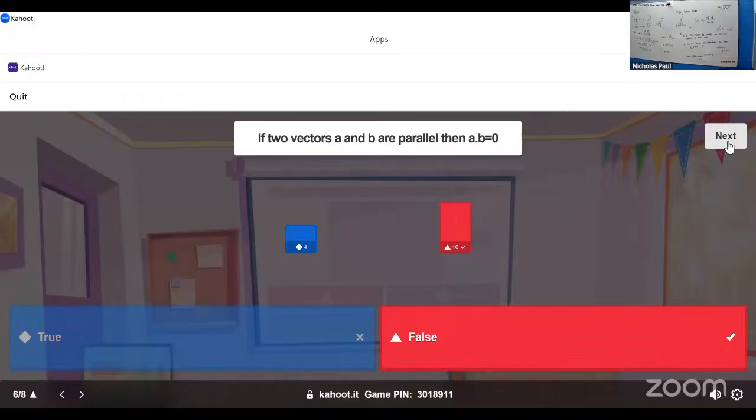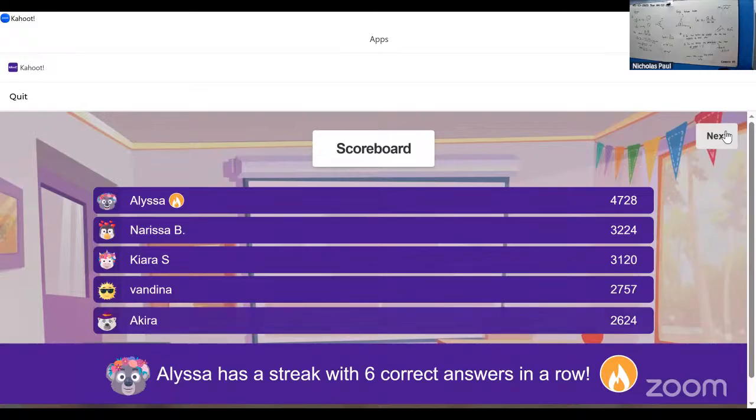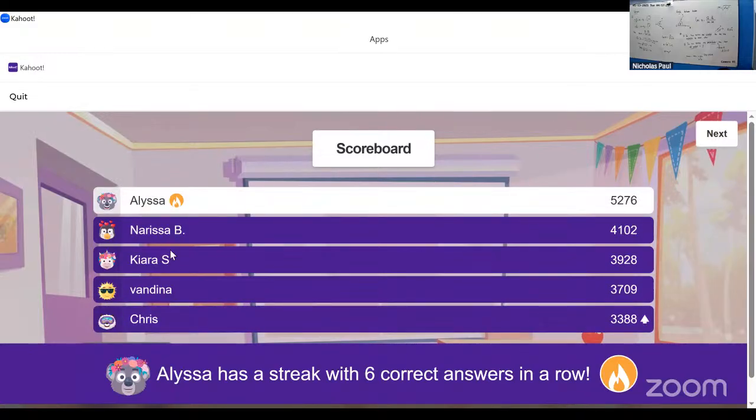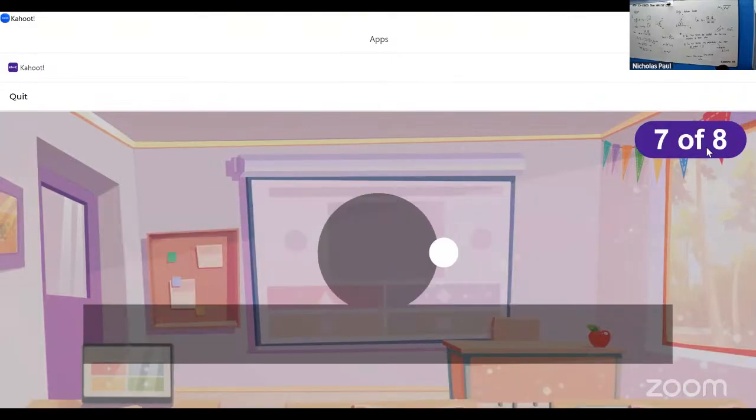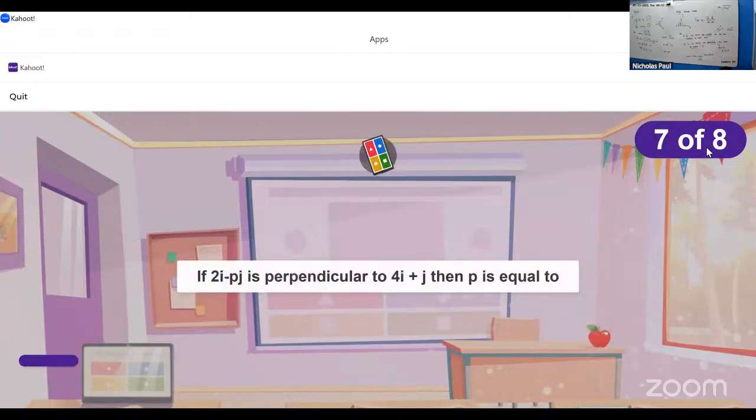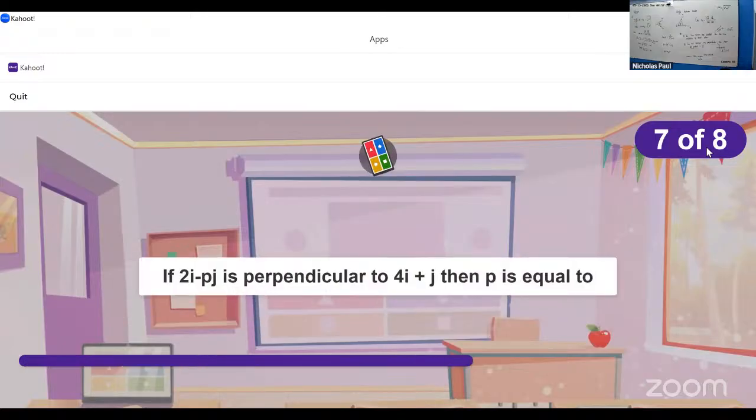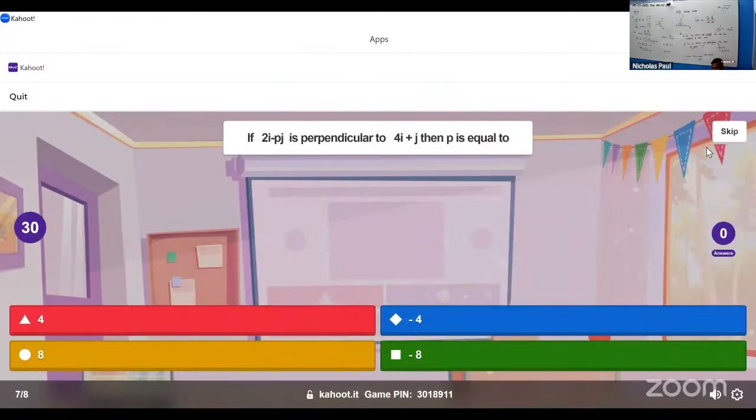Right? Parallel is scalar multiples, right? That's what's going on here. Good, Bandina. Alyssa, go on. You got something wrong? Okay, last one. Double points here. They get a chance to come back in here. Ooh, I like this one. Question on perpendicular.